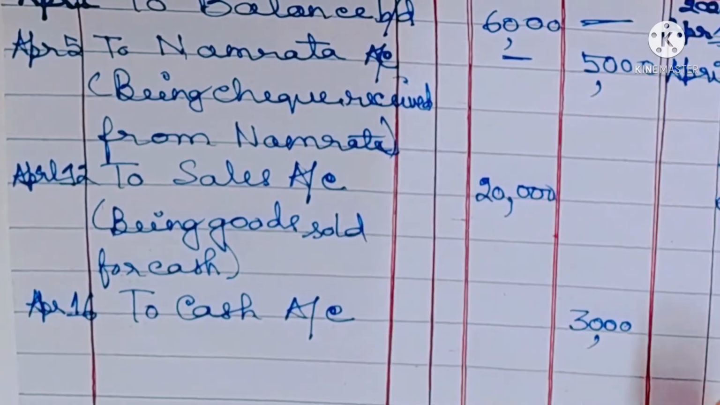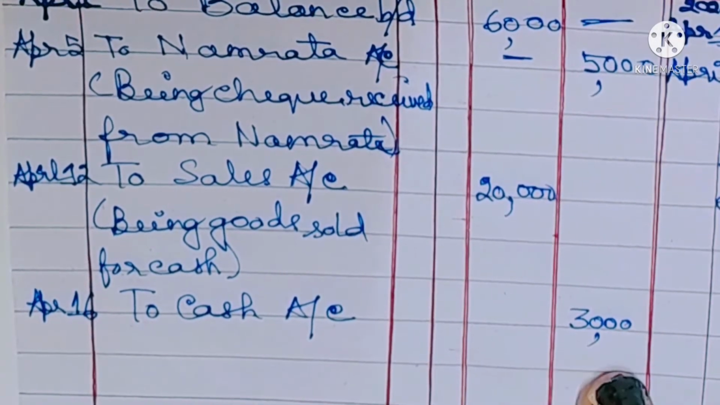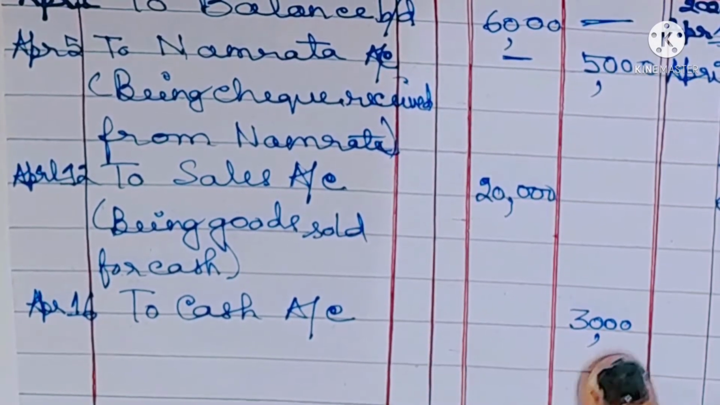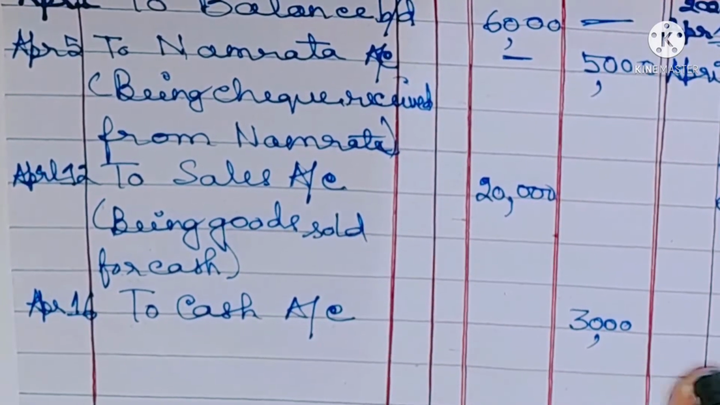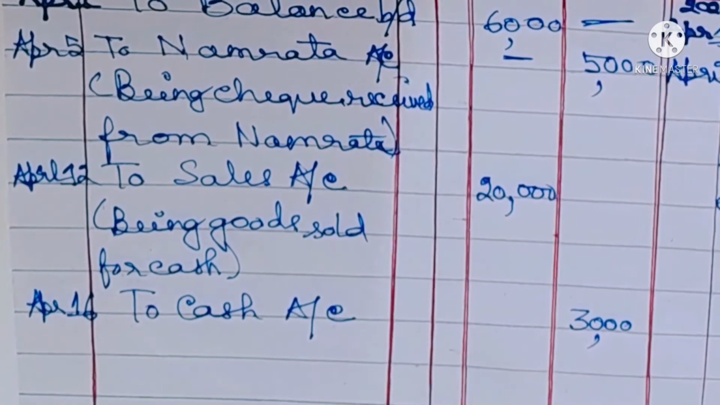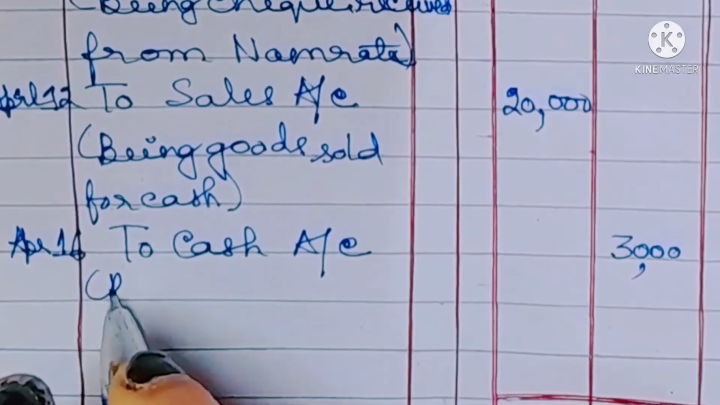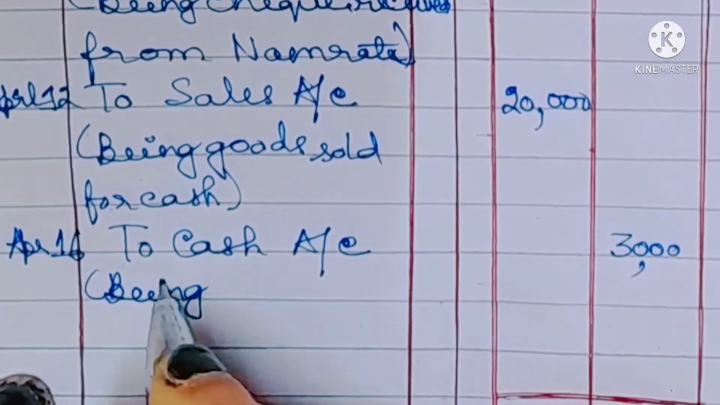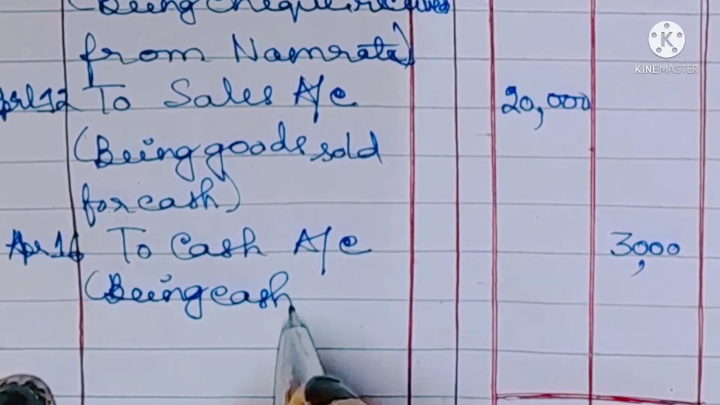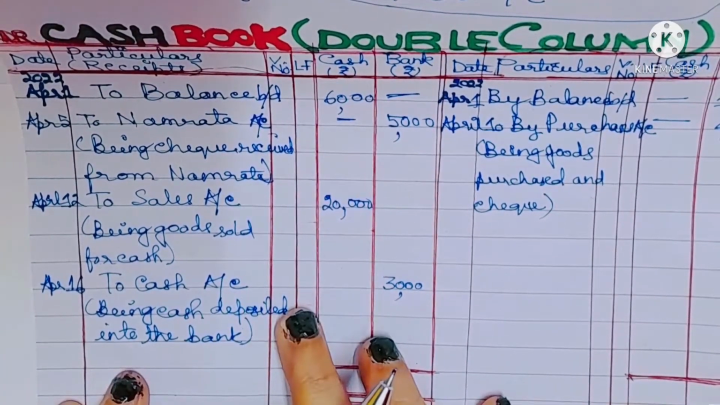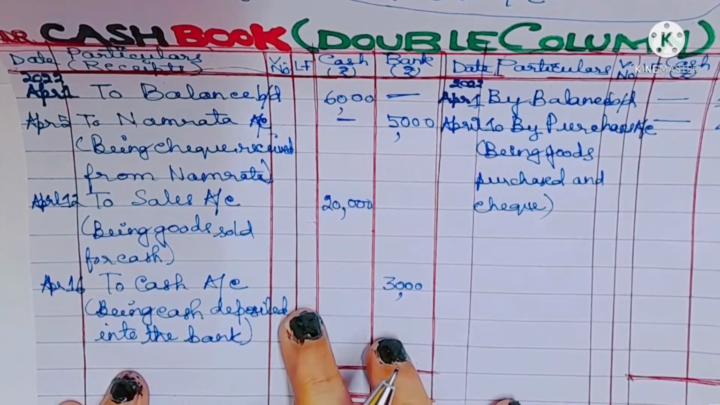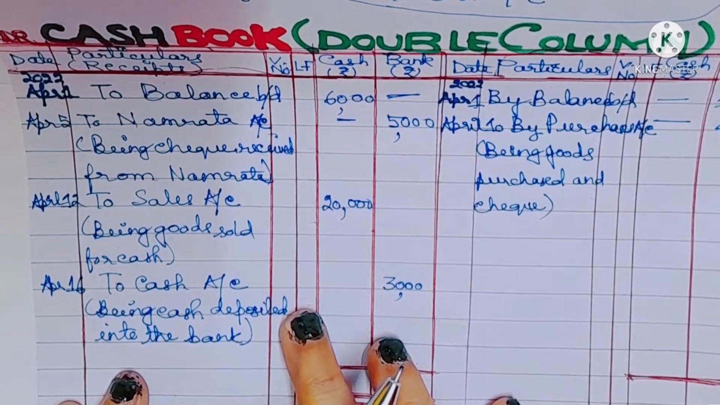When cash is deposited into the bank, bank balance is increased by 3,000 and cash balance is decreased or reduced by 3,000. Okay? Let me write down the narration. Being cash deposited into bank. And please remember, contra entries are always denoted by writing the letter C in the LF column or ledger folio column on both sides of the cash book.